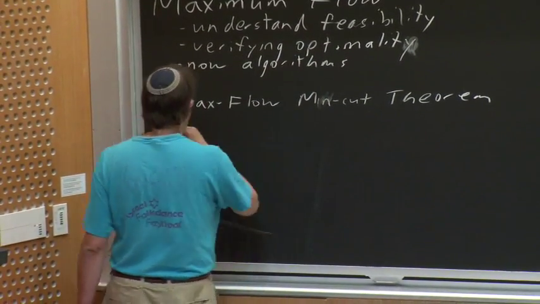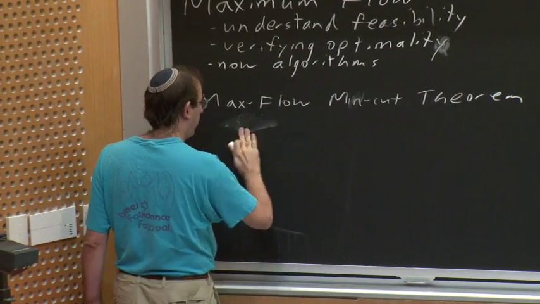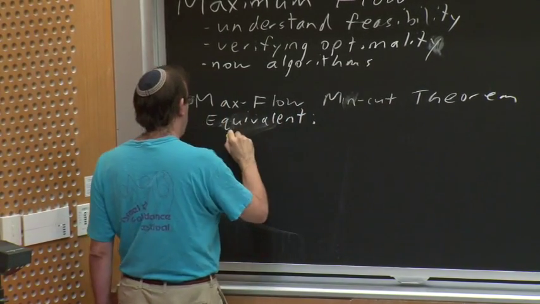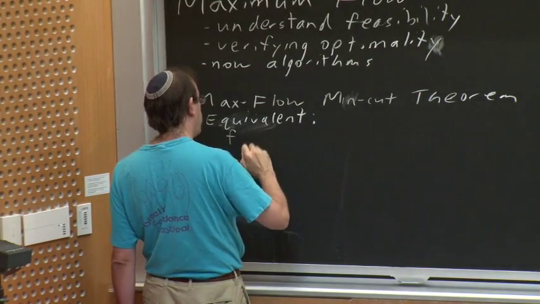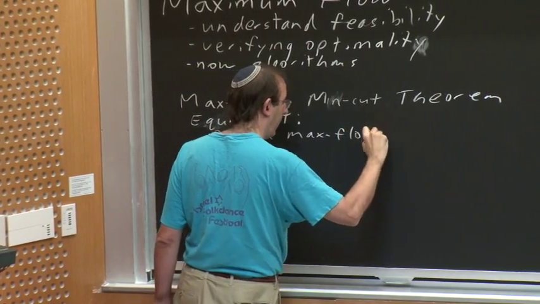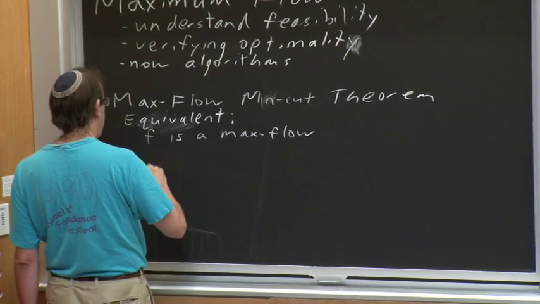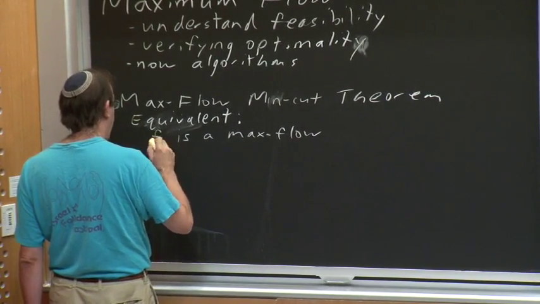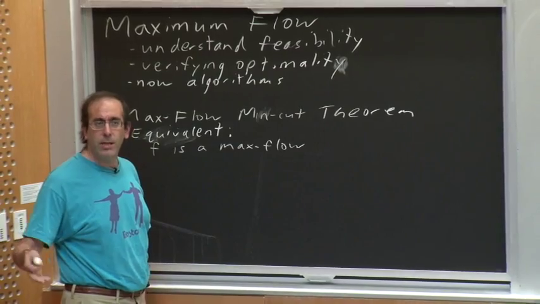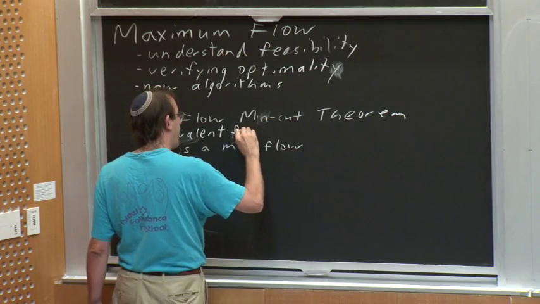Which showed the following equivalences. We wanted characterizations for understanding when a particular flow F is a max flow. And we demonstrated that that happens precisely when we have a feasible flow F. I never actually stated this, but it was implicit in everything that we were doing, that we were only considering feasible flows in our network. So let me just add that here.